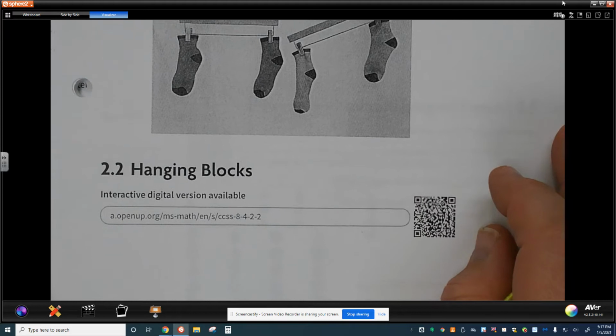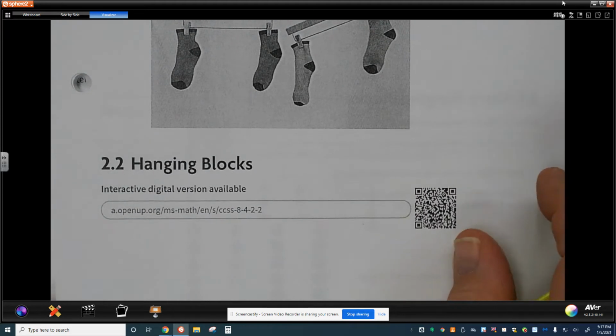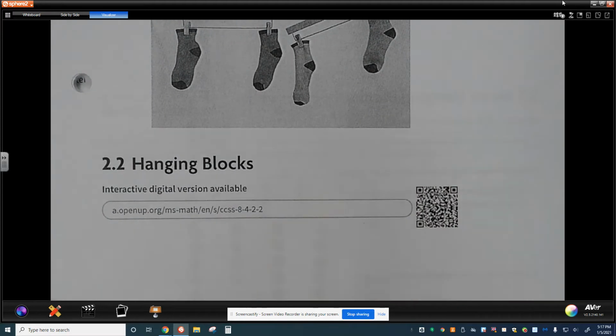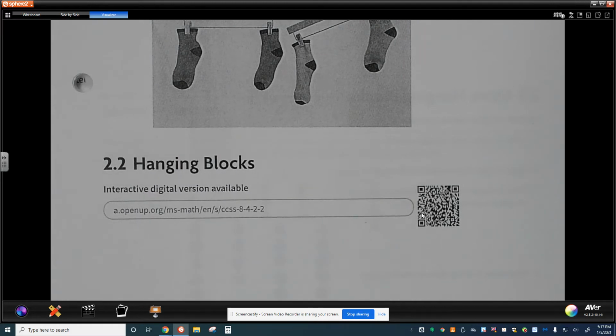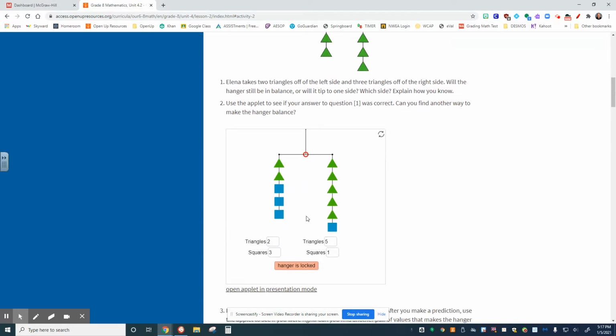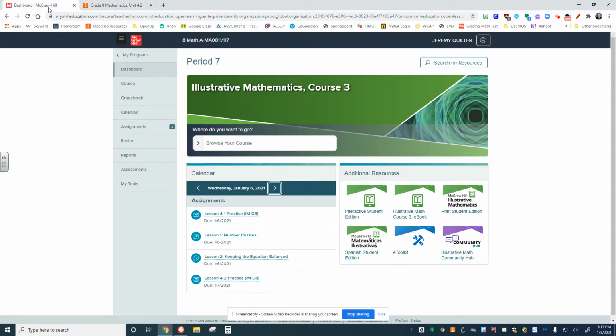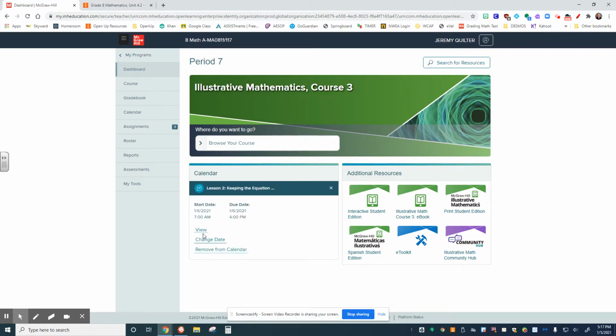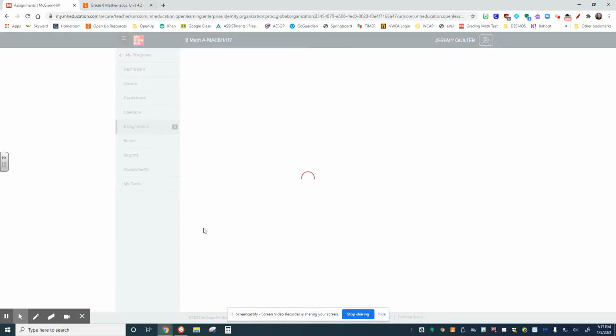Hanging blocks. When we talk about hanging blocks, we're talking about, first thing, this cool interactive version. You can do one of two things. Either add in this web address right here. It'll take you to this little picture right here to work with this applet. Or you can likewise just go from the beginning right here and work off of the assignment that I've given you, lesson 2, and you click on that link and you view that assignment.